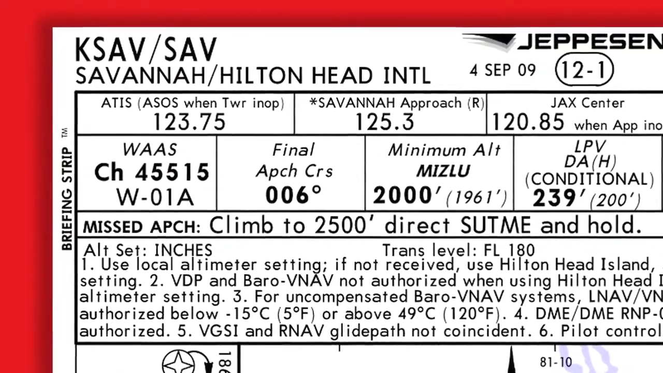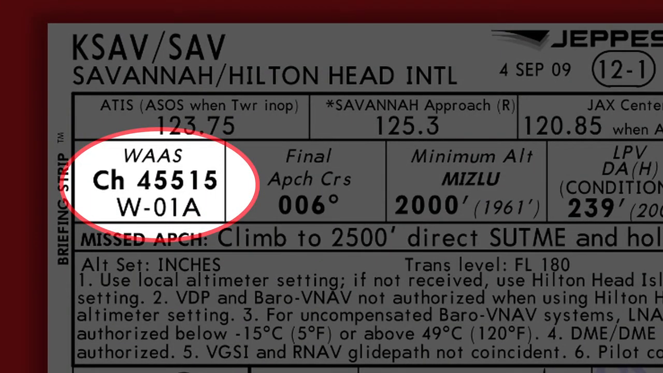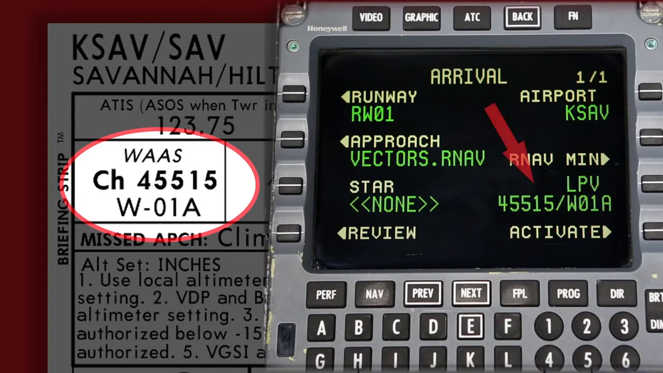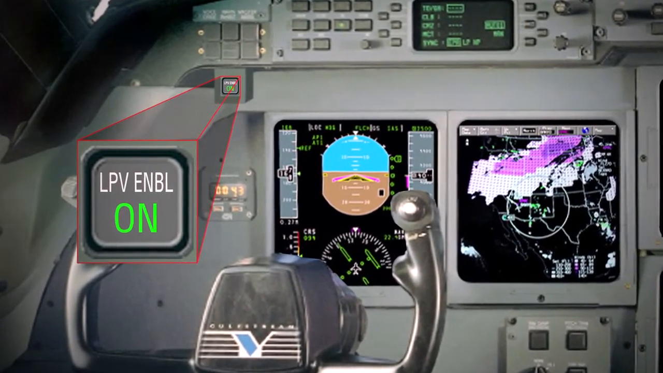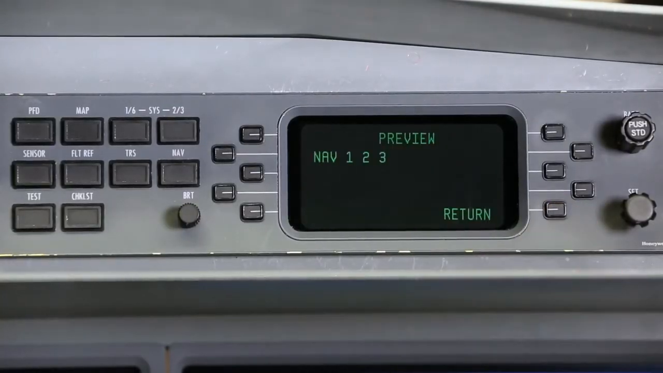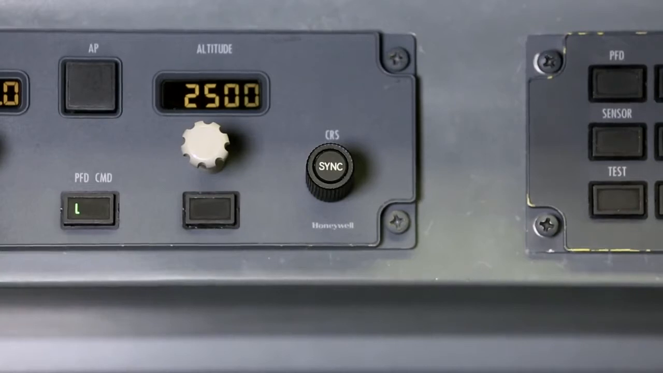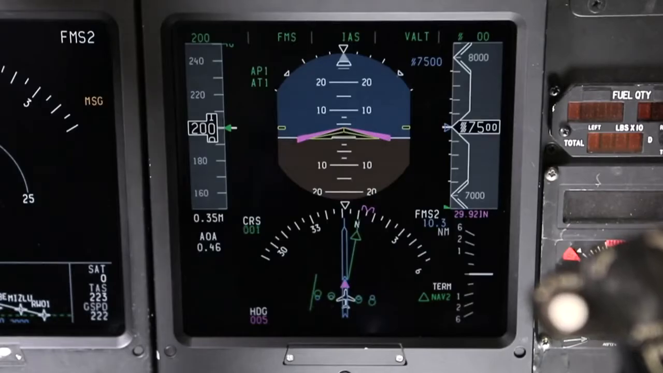Each RNAV approach with LPV minimums is identified by a unique approach identifier, or approach ID. The pilot must verify that the approach ID on the approach chart matches the approach ID on the arrival page. This verifies that the correct FAS data block is loaded in the FMS. Push the LPV enable button and verify that On is displayed in green. On the display controller, select the nav preview mode and dial in the final approach course using the course selector knob.